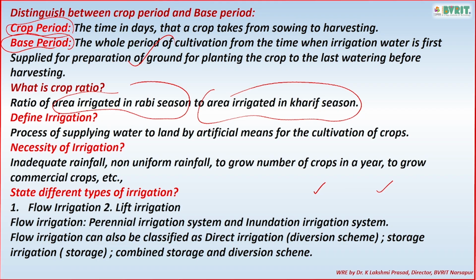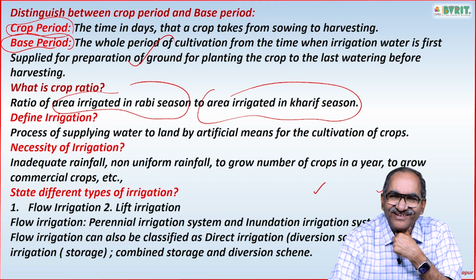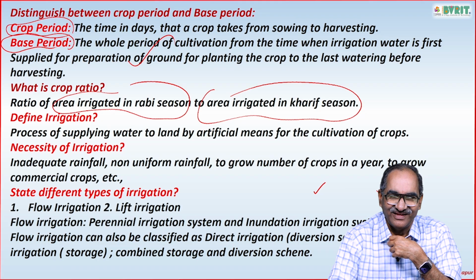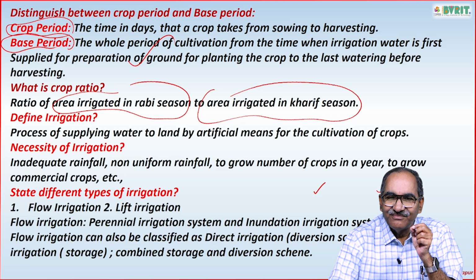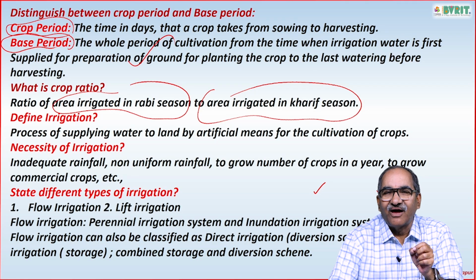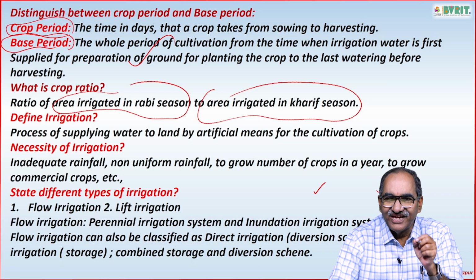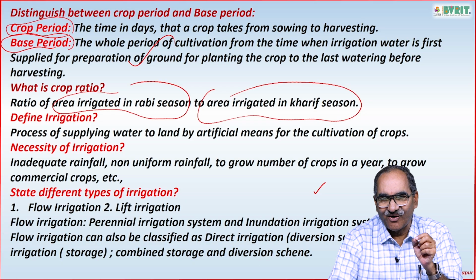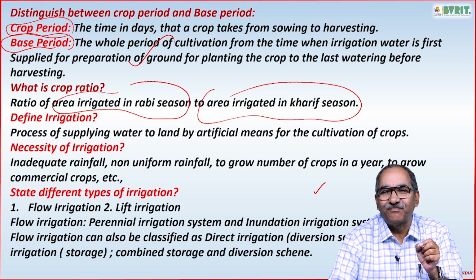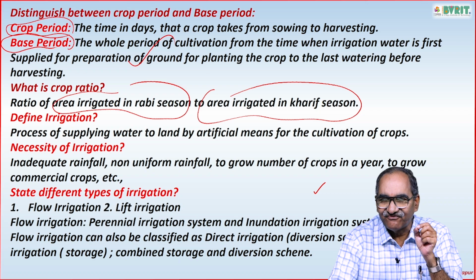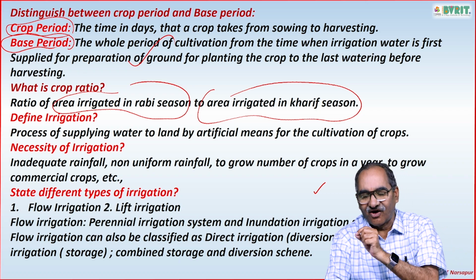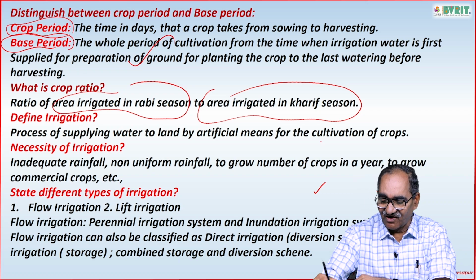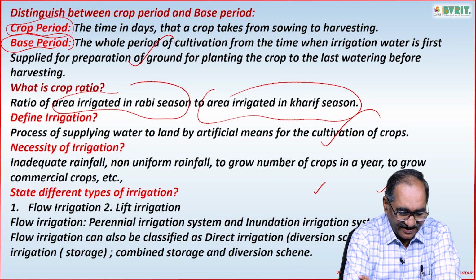And what is irrigation? Actually, we are using the word a number of times. Irrigation means artificially supplying of water to the fields for growing the crops. It is an artificial supply of water to the fields to grow the crops. That is what we call basically irrigation.